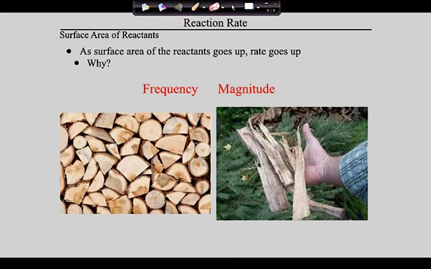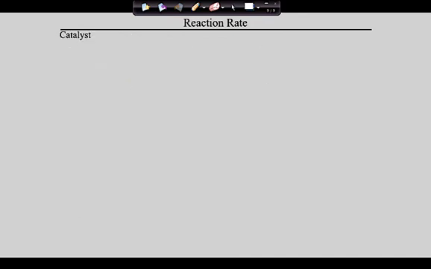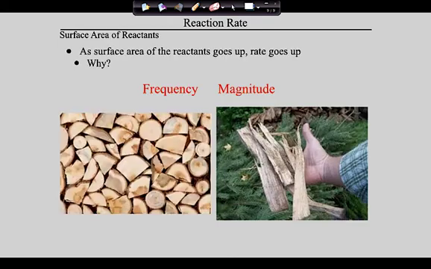And the idea is that when we chop up a log, we're creating all this additional surface area. And this additional surface area allows the oxygen and the wood to collide more frequently because there's lots of extra surface, there's lots more places for them to hit, and the frequency of the collisions between the wood and the oxygen goes up. Notice that it doesn't mean that they hit harder, it simply means that they hit more frequently. So going back to the idea, we understand that frequency goes up, but the magnitude doesn't, because we're just simply exposing surfaces where they can hit more often.